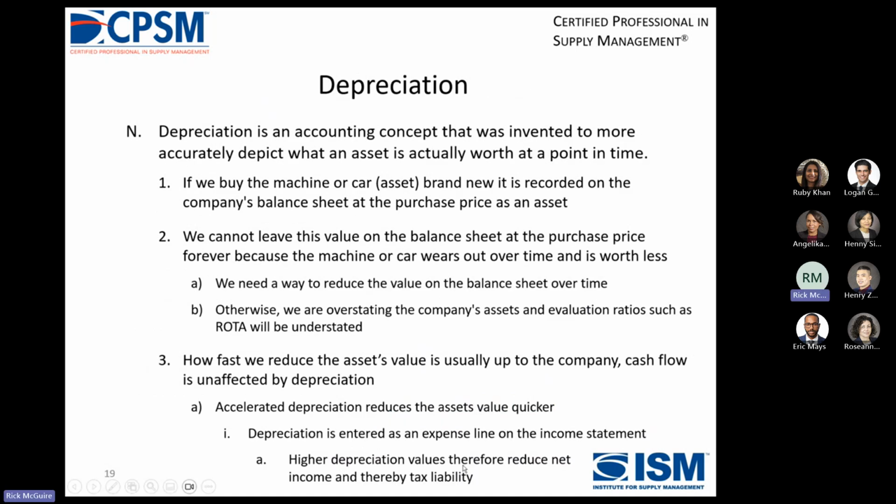Higher depreciation values reduce net income and thereby tax liability. So they have accelerated depreciation. We'll take a look at some of these. But the reason they do it is because it makes a bigger charge to the income statement and reduces the net income of the company, which thereby reduces the tax liability.